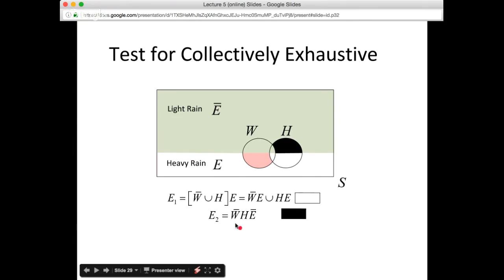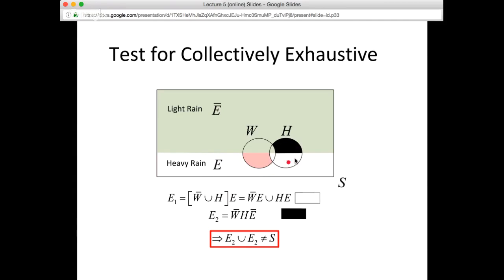Event 2 is the intersection of W complement, H, and E complement. So let's think about that a little bit. So W complement is going to be everything outside of W. We intersect that with H. So that's just going to be the portion of H outside of W, which is that. And then we intersect that again with E complement, which is just the upper hemisphere of that portion of H which is outside of W. And so that's given by the black. So E2 then is the black region, E1 is the white region.